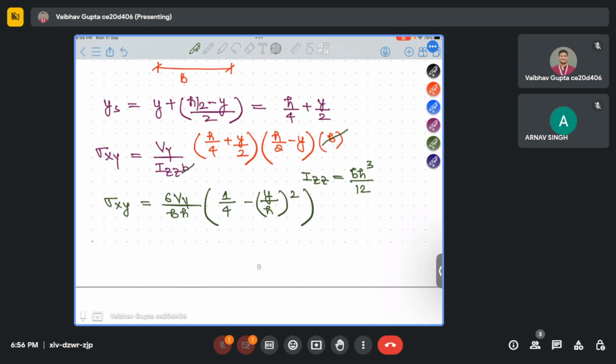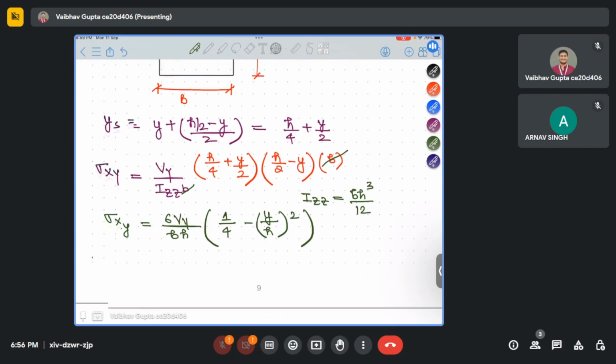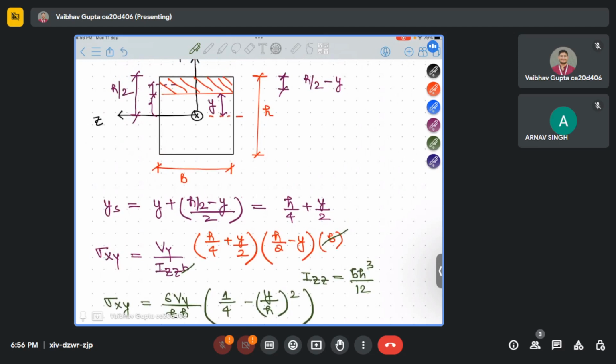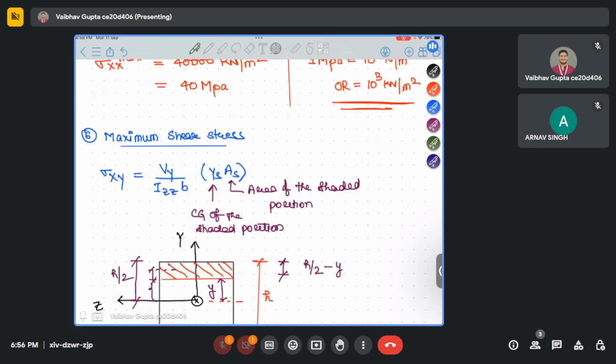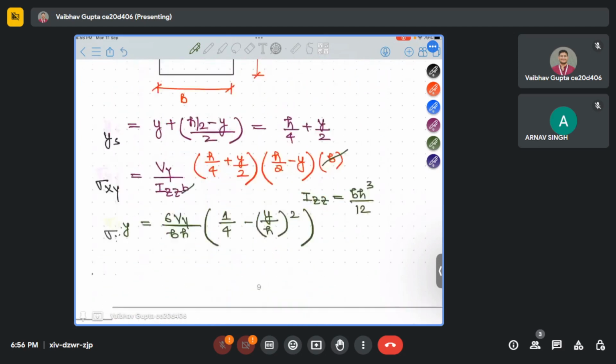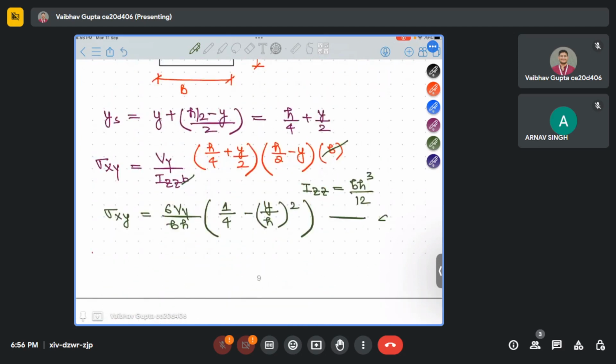This is the expression we will get. This same expression sir has derived in the week lecture also, but for the sake of completeness I have also derived it for the rectangular cross section. So now what are we finding? We are finding the maximum shear stress. So for that we have to find the expression of sigma xy. So this is the expression. Suppose this is equation 4.